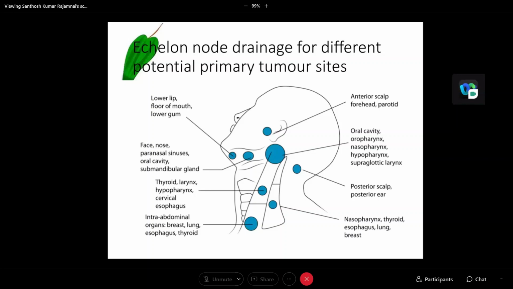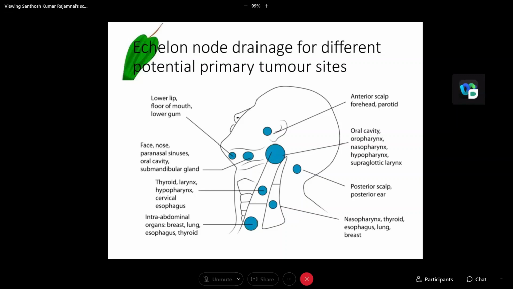And if you have malignancy of the scalp, such as a basal cell carcinoma, there will be enlargement of the occipital nodes. So these are the first echelon nodes of the head and neck. From this concept has emerged one more concept, which is called sentinel node biopsy.